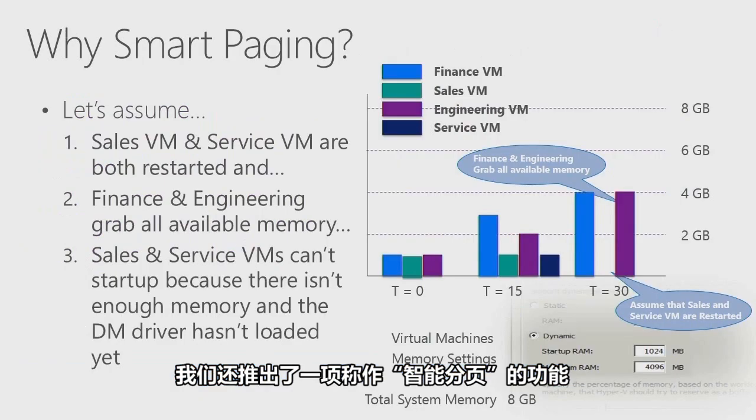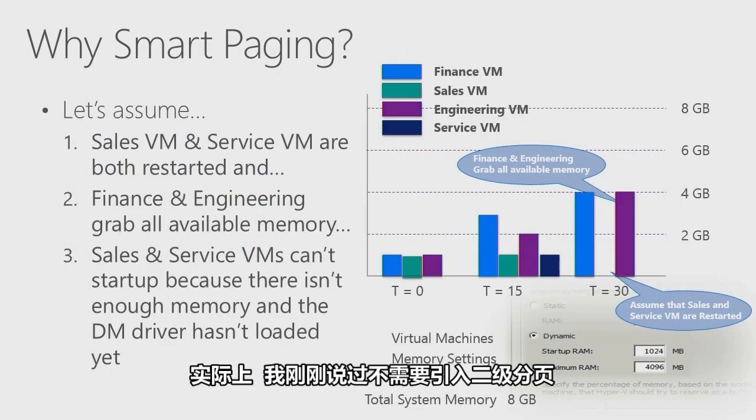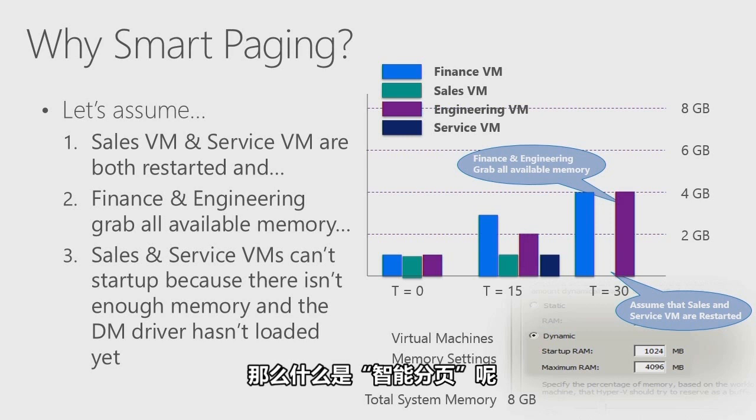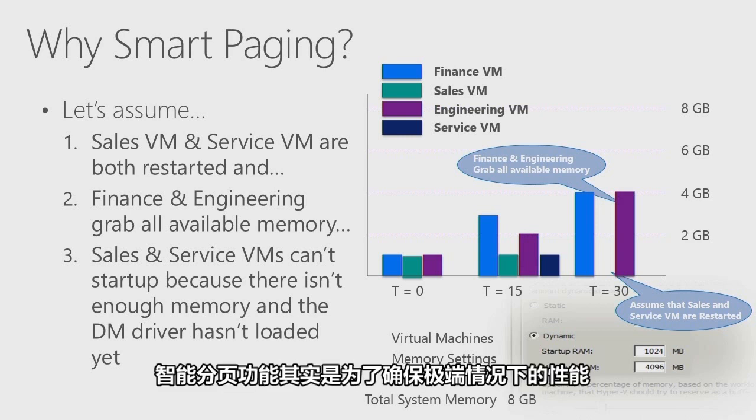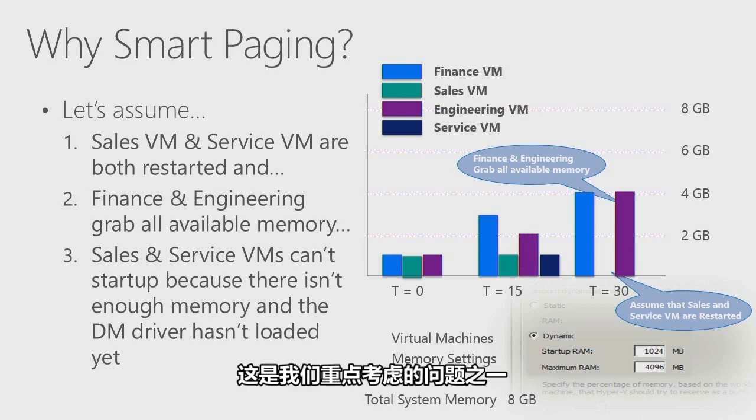So one feature that we've introduced is a feature called smart paging. In fact, you heard me probably just 60 seconds ago say we don't want to introduce second level paging. So what is smart paging? Well, smart paging is really about making sure that there was a corner case out there that we really wanted to make sure we addressed.